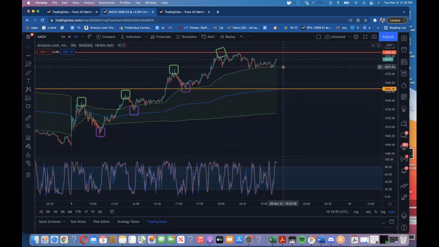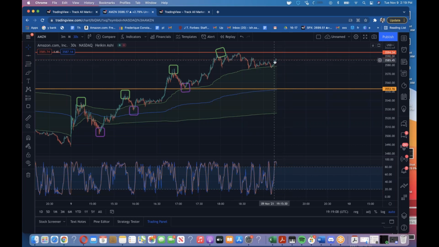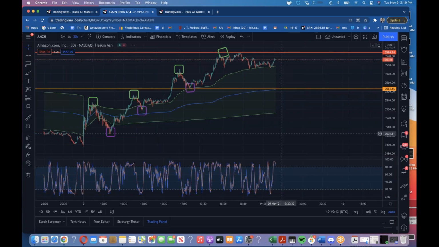So essentially, let's talk about the management, the stop loss and the price target. Just to reiterate, guys, when we get in the share of Amazon, we need to have a predetermined stop loss and a predetermined price target. And what are those?